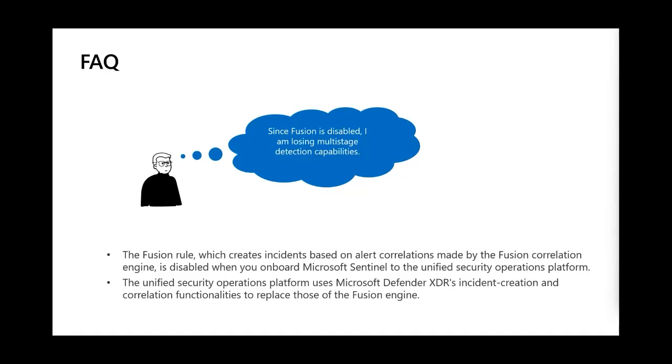Now, first question, what happens to Fusion? Well, once you onboard to the Unified SecOps platform, the Fusion rules you might remember from Sentinel will be disabled and will no longer be available. This is because the correlation engine will now handle all correlation responsibilities and you're actually getting an upgrade. So with the correlation engine, we consider many additional factors for merging. So yes, Fusion disappears, but you get the correlation engine, which serves the same purpose, but does it better.